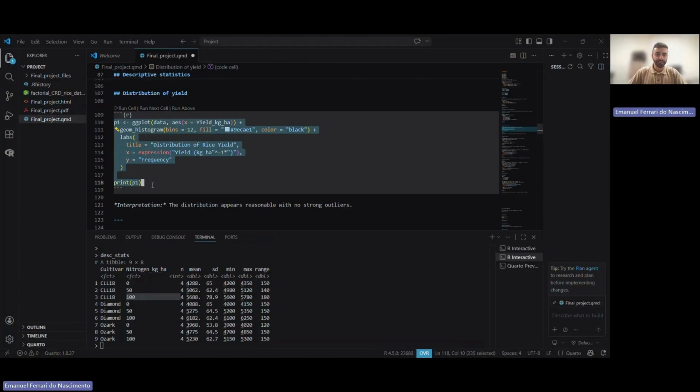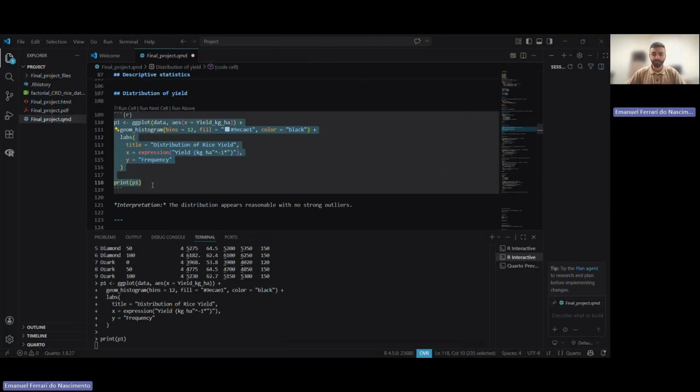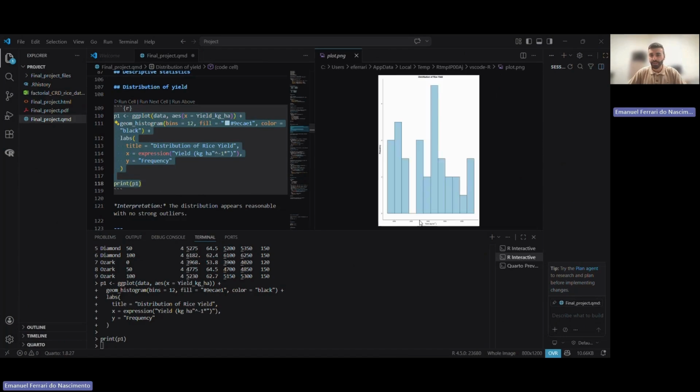This histogram here shows us the distribution of the yield data. Here we have the yield data on the x-axis, and here we have the frequency on the y-axis. And we can see that the data is well distributed with no very strong outliers.